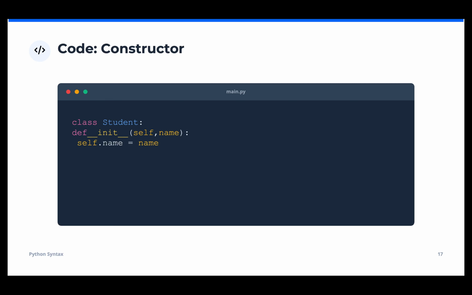Here you can see a Student class with an __init__ method that takes self and name, then sets self.name equals name. This is the first real example for you of attaching data to an object. The important lesson here is that the constructor receives the incoming data and stores it inside the object.